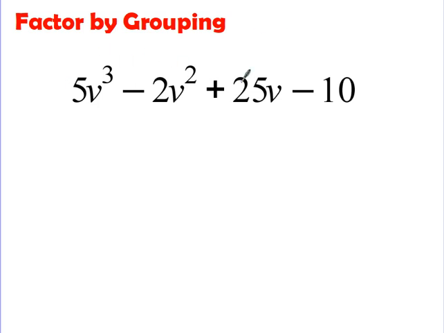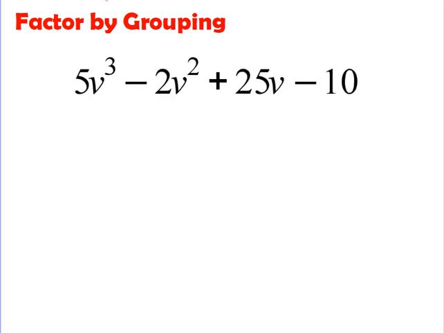So right away looking at this, there is no greatest common factor here. No GCF at all. But what we could do is what's called factor by grouping. So I'm going to look at just two different groups and factor them separately. I'm going to look at 5v to the third minus 2v squared, and I'm also going to look at 25v minus 10. So I just grouped these together and these together.